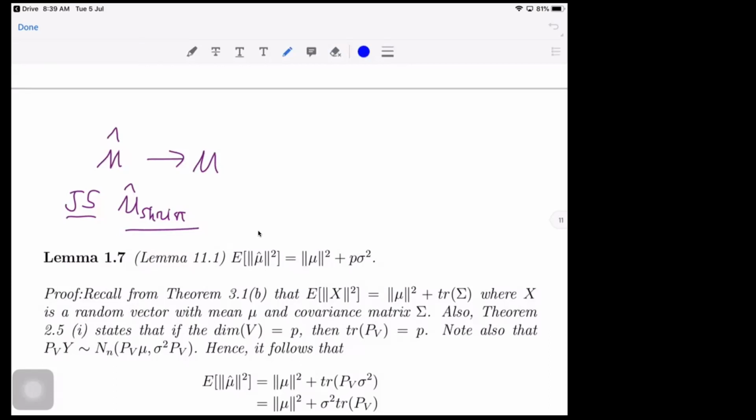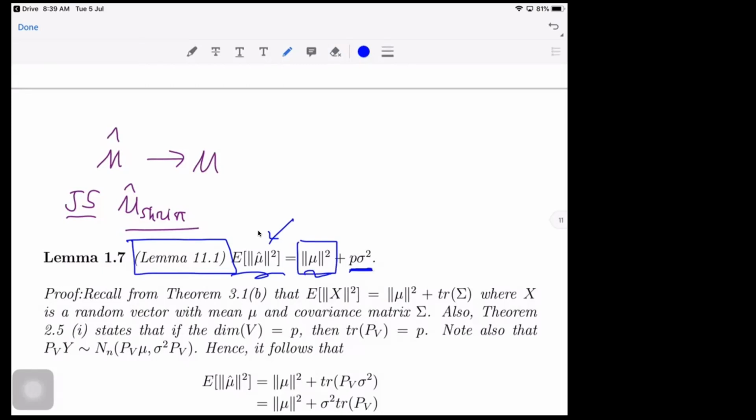Now, this lemma tells you that the expected value of the length of your vector mu hat will be a function of the length of your mu plus some positive value.